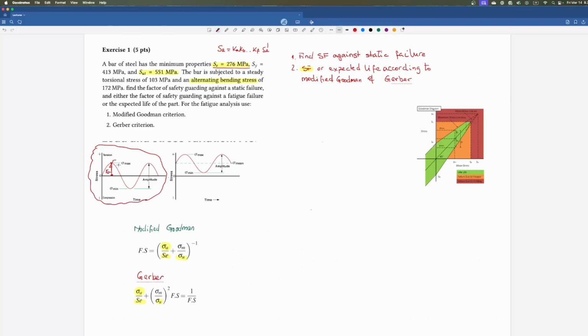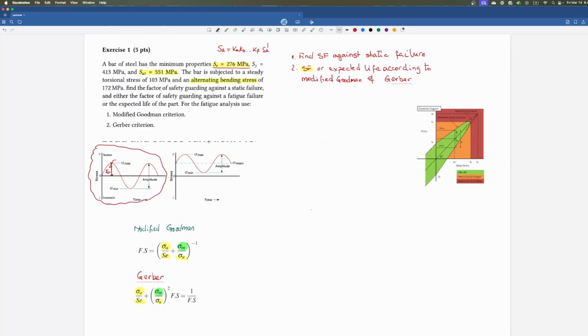Well, it's given already, so you don't need to do anything. Yeah. But then the main challenge, actually, of this problem is going to be to calculate or decide which is the mean stress to be input in this formula. Yeah. Now let's continue.